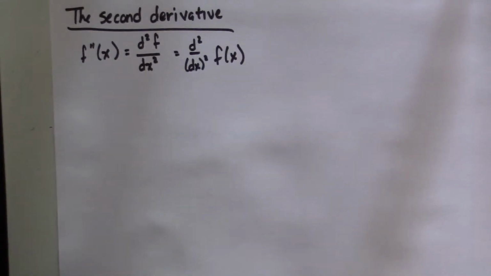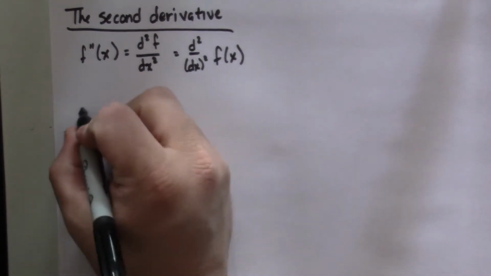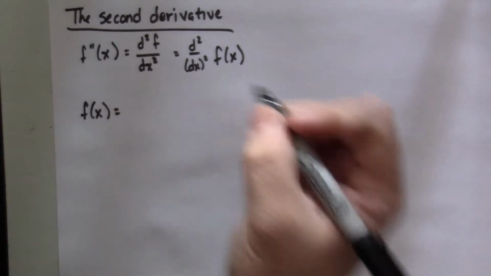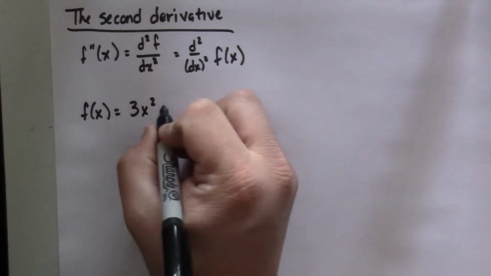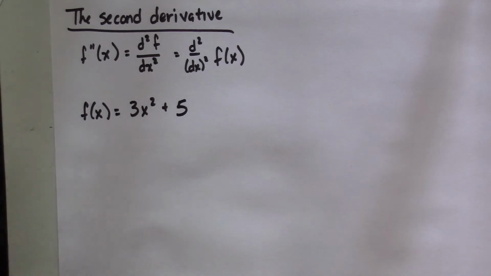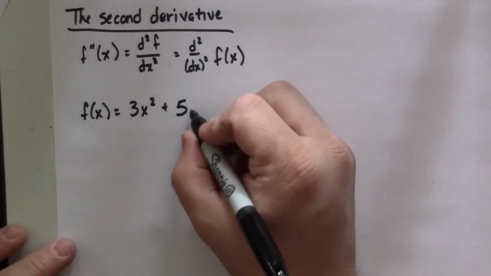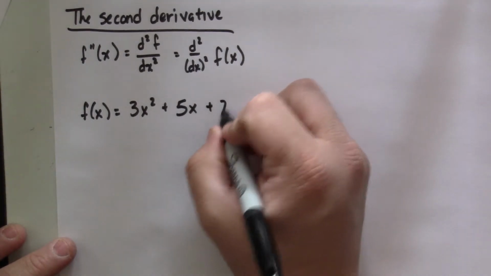But here's the big idea. I'm going to say f of x is 3x squared plus 5. Actually, let's make this a little more interesting. Let's make that plus 5x plus 2.